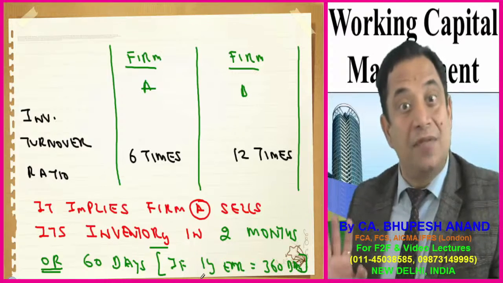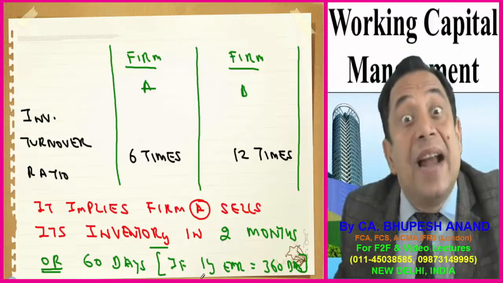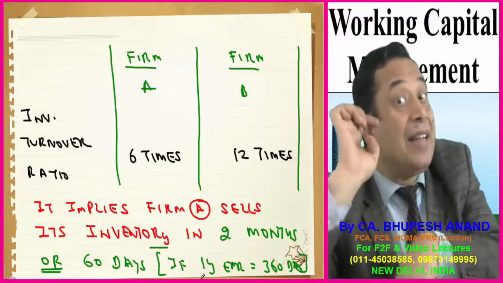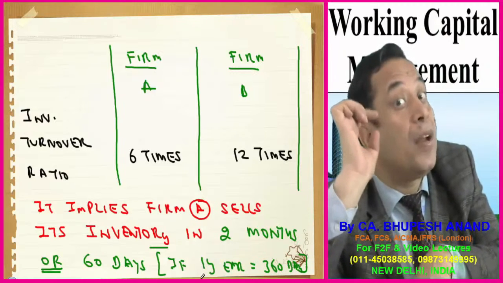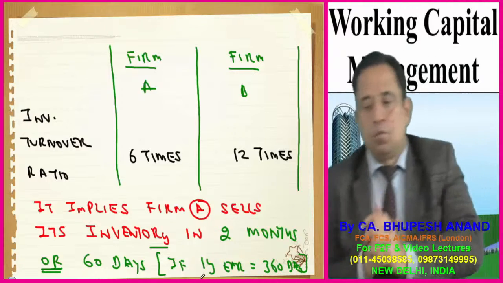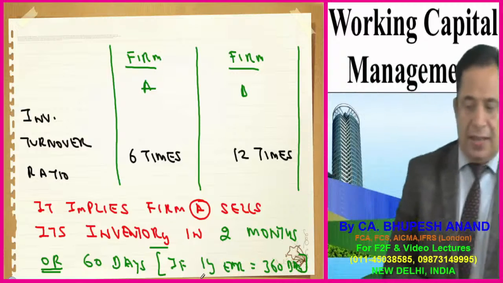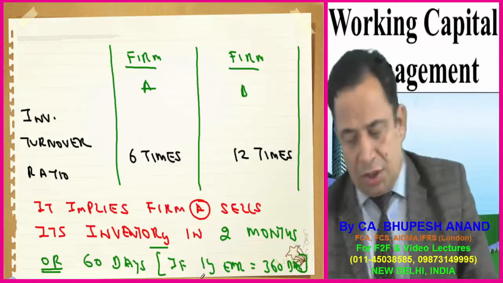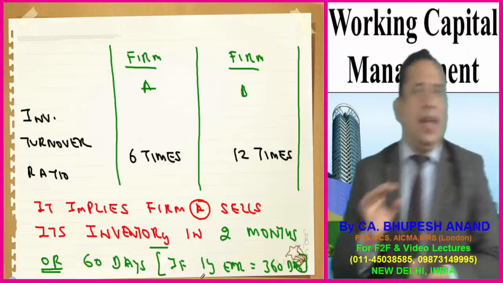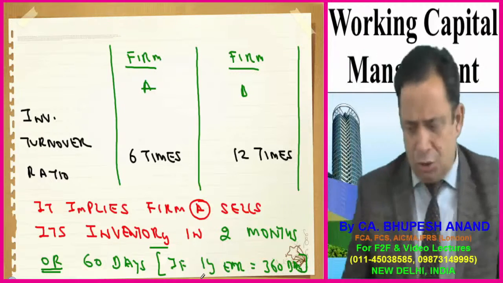Up to this point, I have just told you why a higher inventory turnover ratio is better. Now I will tell you how I have derived the formula of cost of goods sold upon average inventory. Please write down, my dear friend. It implies firm A sells its inventory in 2 months or 60 days. If I take 1 year as 360 days, generally we take it as 365 days, but for the calculation's sake I have just assumed 360 days.